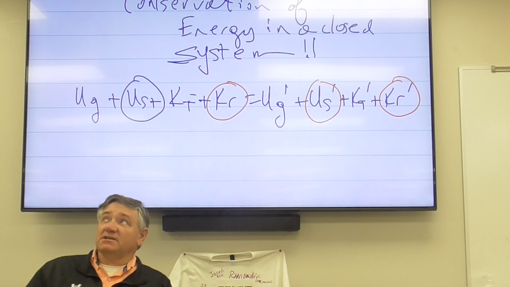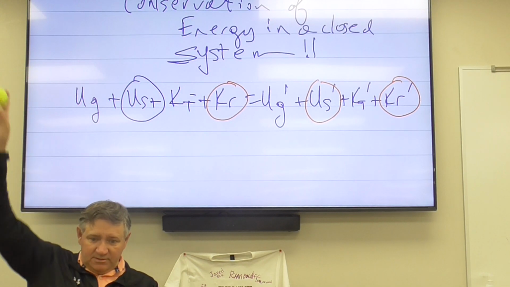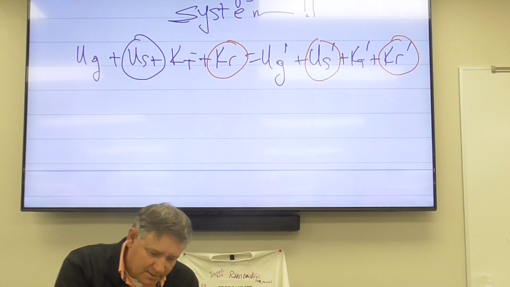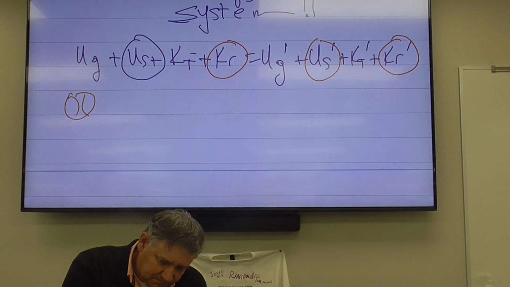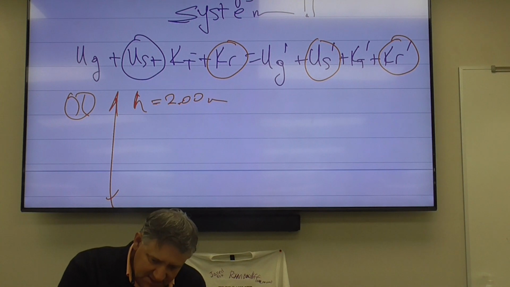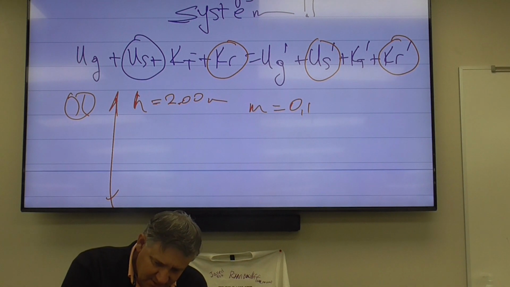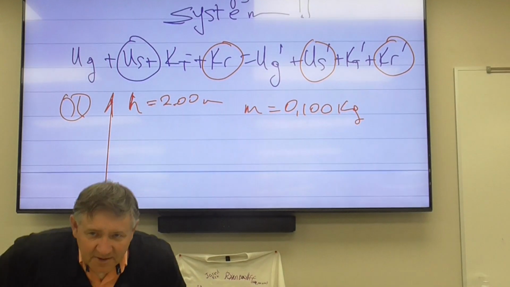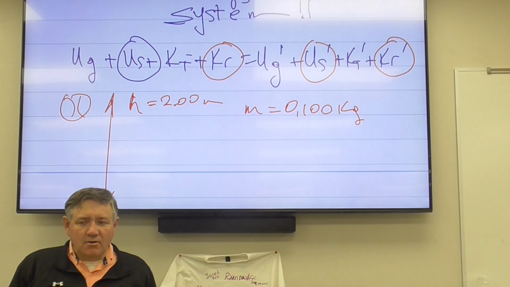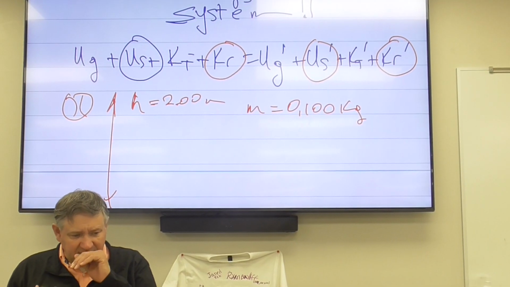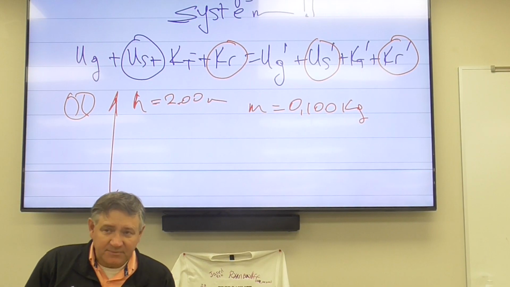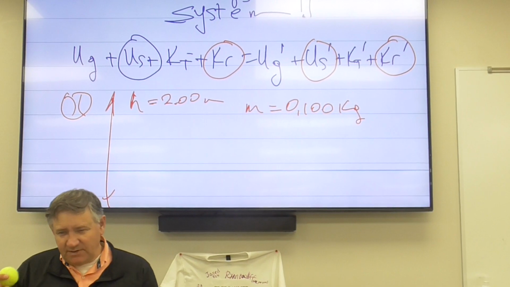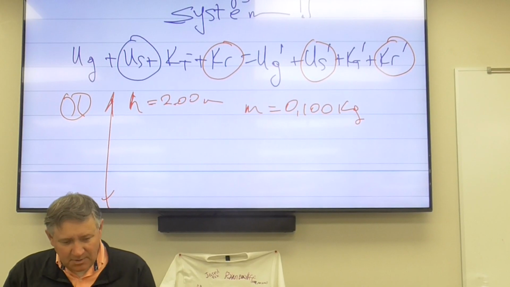So I've got this tennis ball and I'm gonna hold it up to a height of 2 meters, okay? So here's this tennis ball. It has a height of 2 meters above the ground, and let's say that it has a mass of 0.1 kilogram, whatever. That's close enough. And I'm gonna work this from an energy perspective. So all I wanna do is give you a different way to analyze this problem.